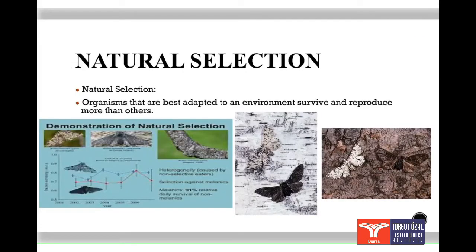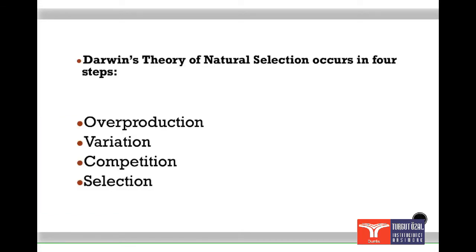What does it mean, natural selection? Natural selection is when organisms that are best adapted to environment survive and reproduce more than others. You have to know that Darwin's theory of natural selection occurs in 4 steps. First step is overproduction, then is variation, competition, and selection.